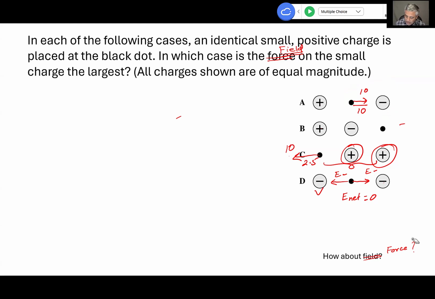And in this case, force and field, they're going to be equivalent because it's acting on the same positive charge. Okay. They're not going to be same in terms of value, but they're going to be proportional. So largest field here, largest force here as well. Okay. So did I choose answer? Yes. So anything you like to add or ask on this one?